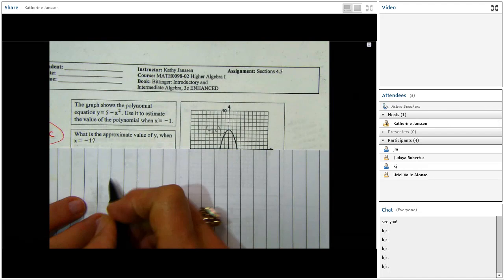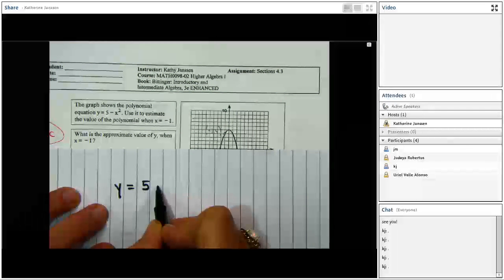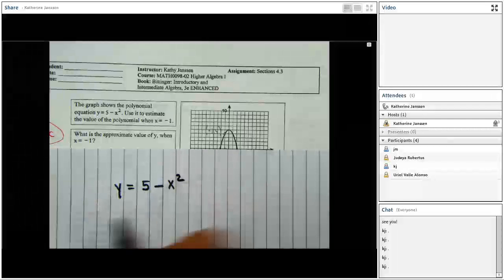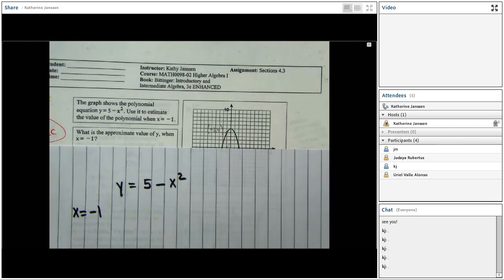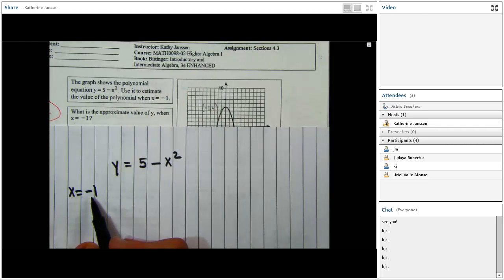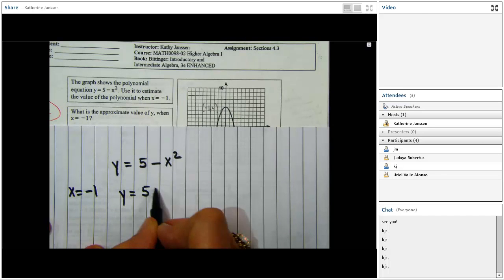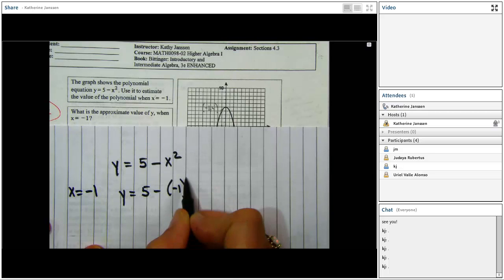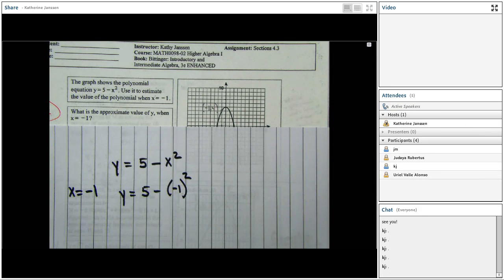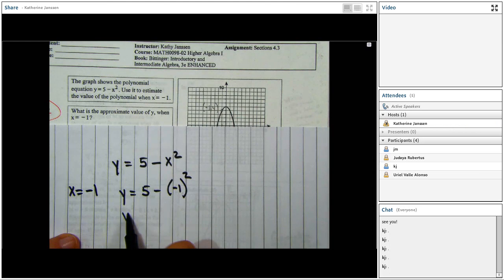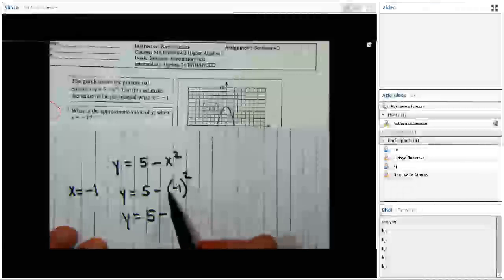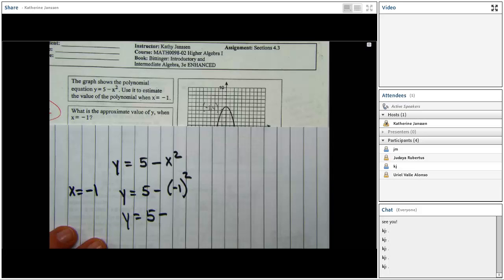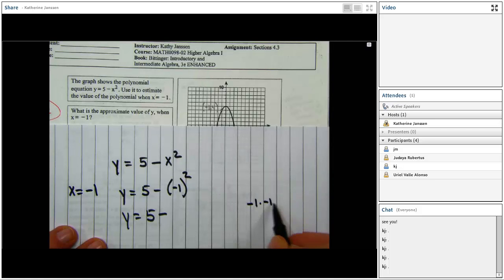Let's look at it algebraically. I want to solve when x equals negative 1. So for every occurrence of x, I'm going to carefully substitute negative 1. Copy everything else down the same. Exponents, the base, I have a clue, I have a negative base. That's negative 1 times itself twice, for positive 1.